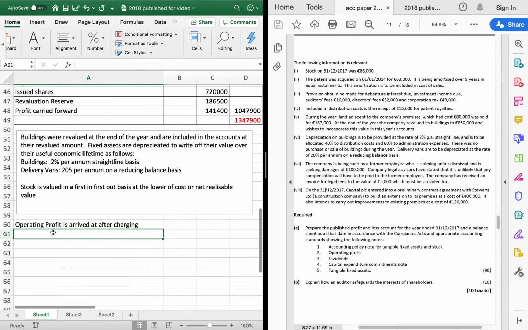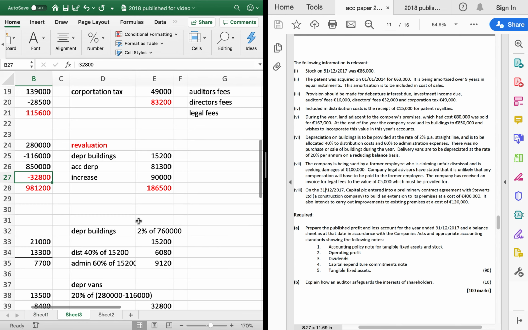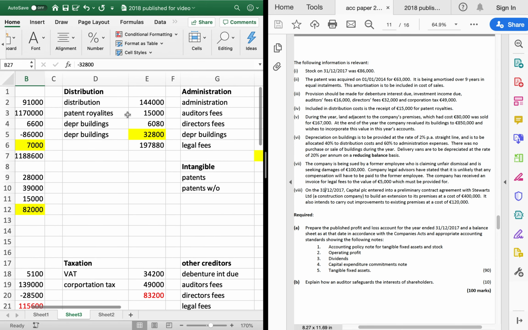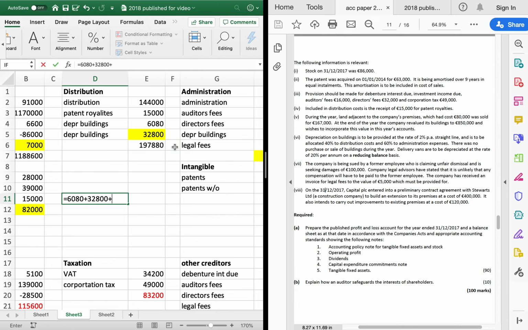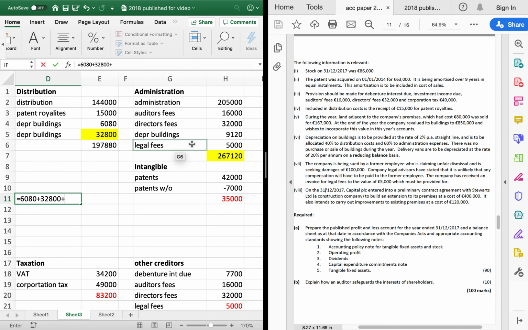We don't have to worry about the other operating income. What we have to do though is show the costs that are not strictly cost of sales, that is not specifically the distribution costs and not specifically the admin. So it's arrived at after charging depreciation. So depreciation isn't mentioned in cost of sales, distribution, or admin, but it does exist. So the depreciation is 6080 plus 32.8 plus 9120.